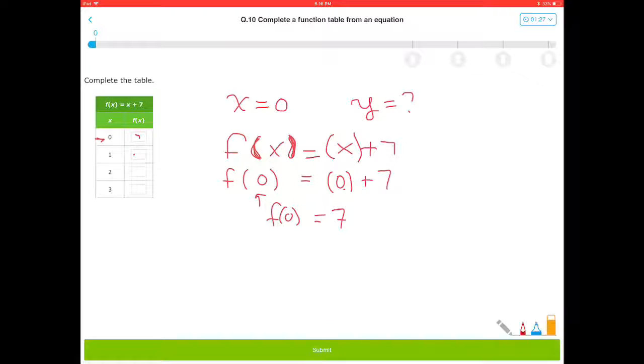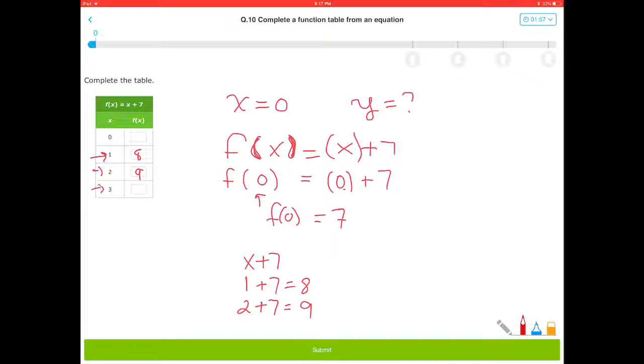Okay, now this one. Let me erase all that. Now we have to do the work all over again. Or you could do it in your head, right? What is your function? You take your x and you add 7. You take your x, 1 plus 7 is what? 8. So 8 goes here. Okay, next one. What's your x? 2. Plus what? 7. What does that equal? 9. So this is 9.